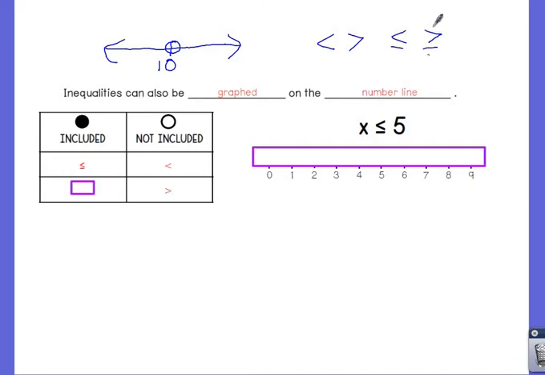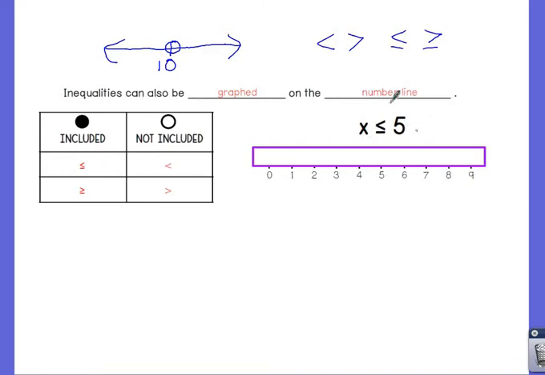What if I said, I will give you greater than or equal to $10? Could I give you exactly $10 then? Yes, so that is included. This is a very helpful chart when graphing.